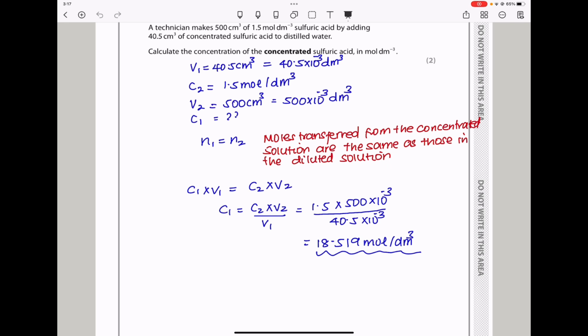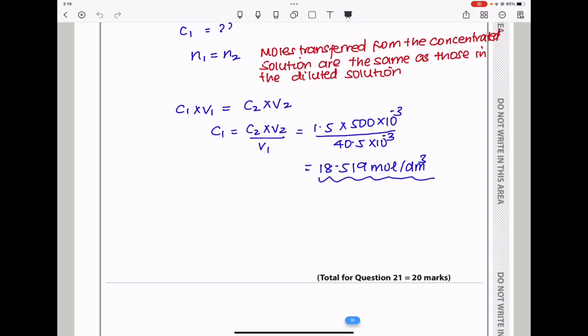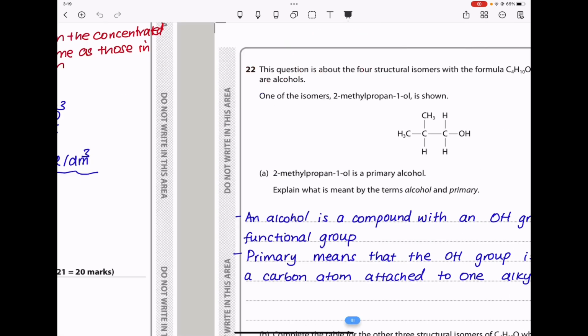So concentration 1 is going to equal concentration 2 times volume 2 divided by volume 1, which is 1.5 times 500 × 10⁻³ divided by 40.5 × 10⁻³. And I got 18.519 mol/dm³ as the concentration of the first solution. You can write this to three significant figures as 18.5 mol/dm³. So this brings us to the end of question 21. Let's continue to question 22.